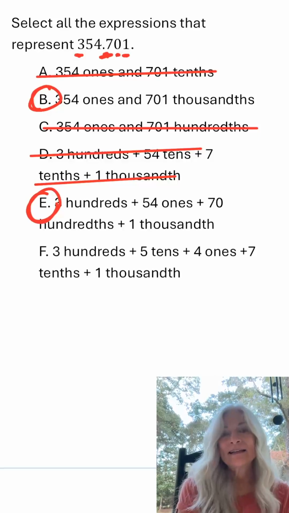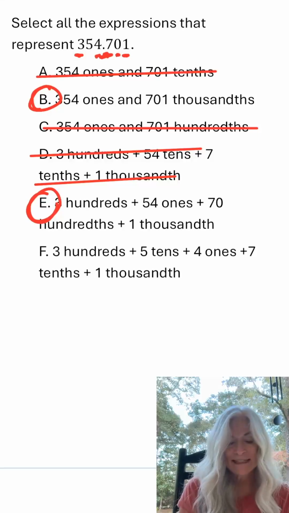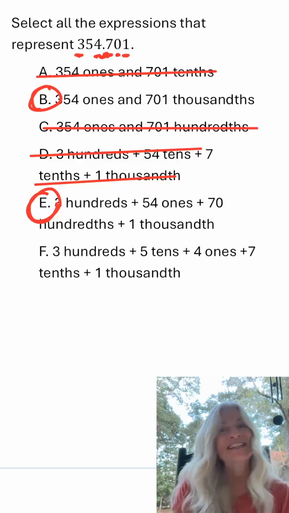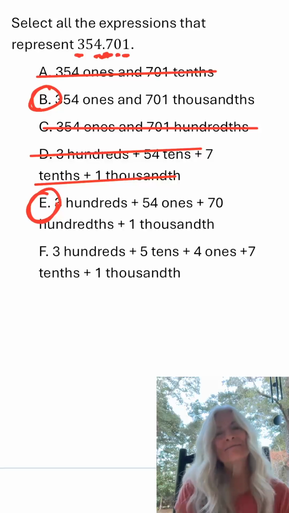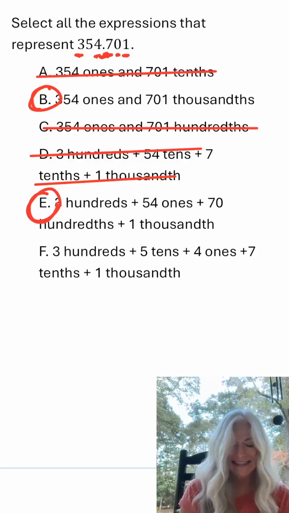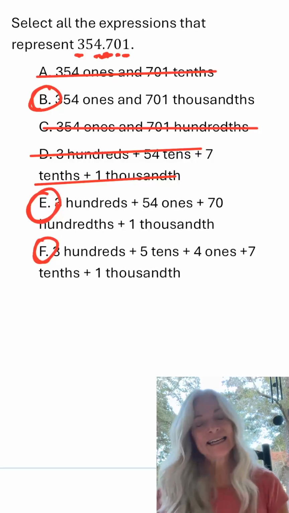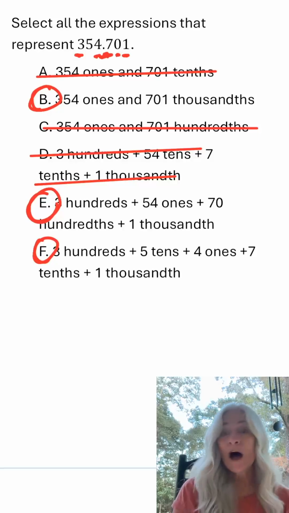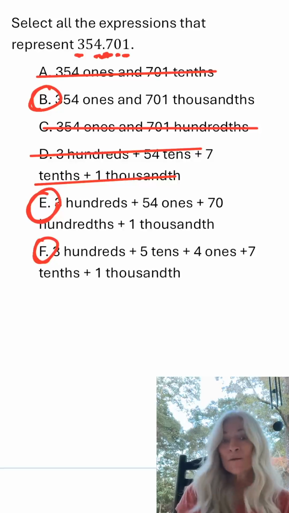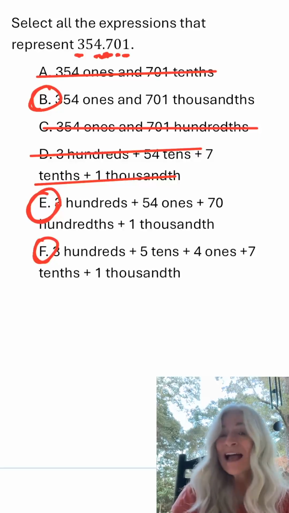And finally, 300. Yes. 5/10ths. Yes. 4 ones. Yes. 7/10ths. We have that. Plus 1 thousandth. Yes. That's showing each one of those place values added together to give us that number. So all three of those would be appropriate ways that we could write that number in expanded form.